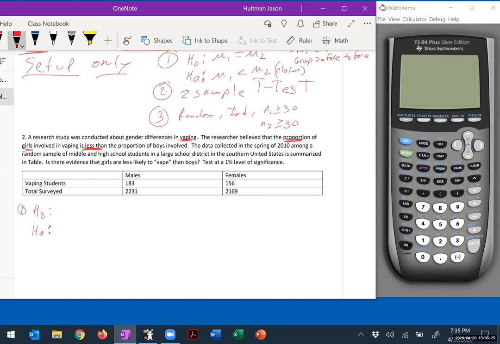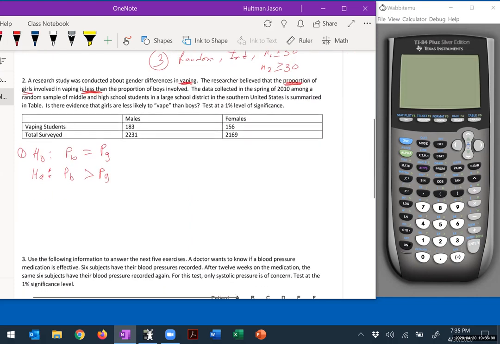Our null and our alternative. What would the null be? The null would be that the proportion of boys vaping is the same as the proportion of girls vaping. What would be the alternative? The alternative is that girls is less than boys. That's the same as saying that the boys are more than the girls. So that's the null and the alternative.